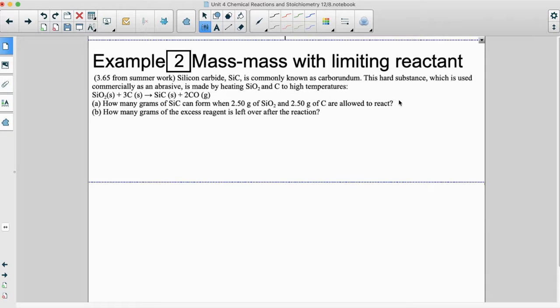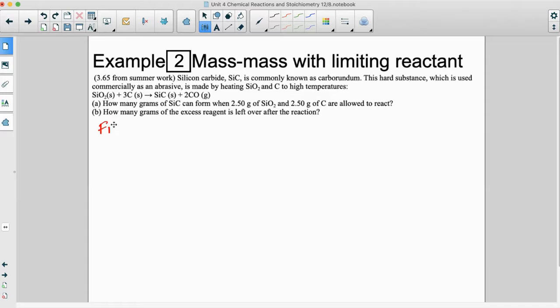So there, I can look at this and say, oh, I've got 2 reactant amounts. I've got to figure out the limiting reagent. And then we'll read part B. It says how many grams of the excess reagent is left over after the reaction. So first, before we attempt any method at all, right, when we're faced with a limiting reagent, we need to figure out which reactant is limiting.